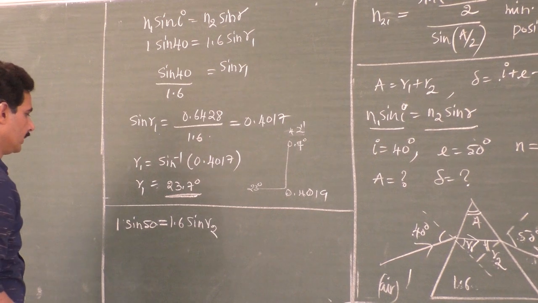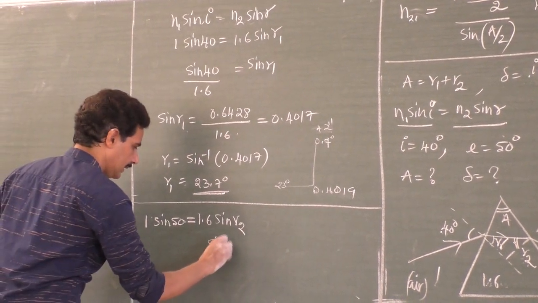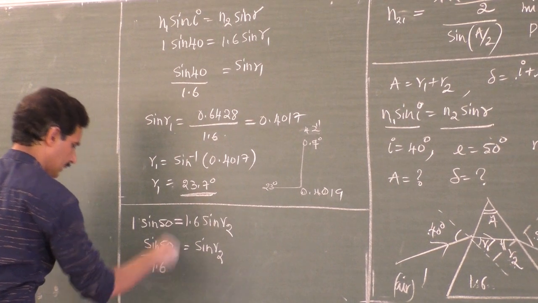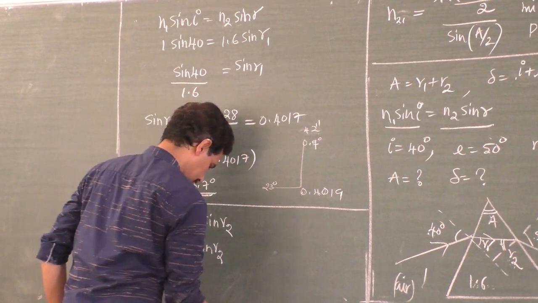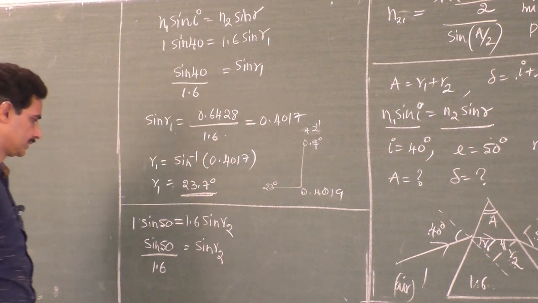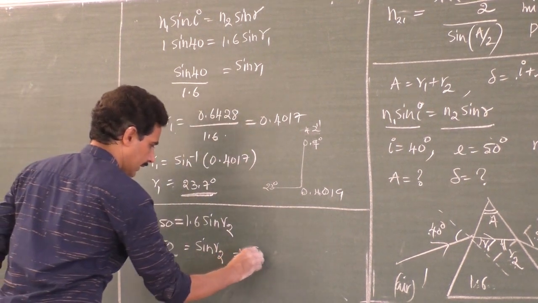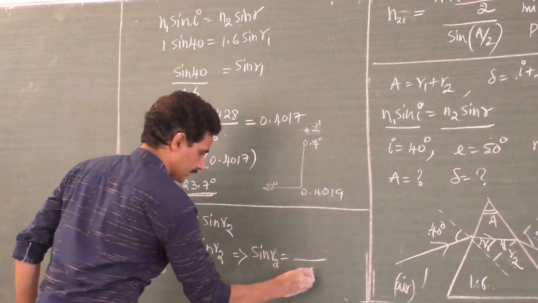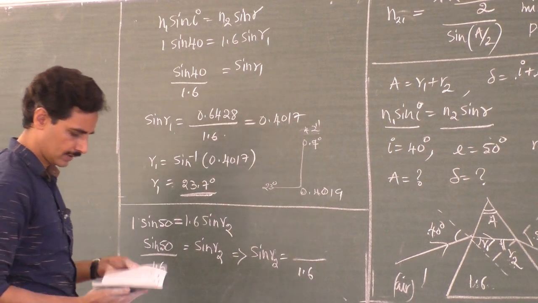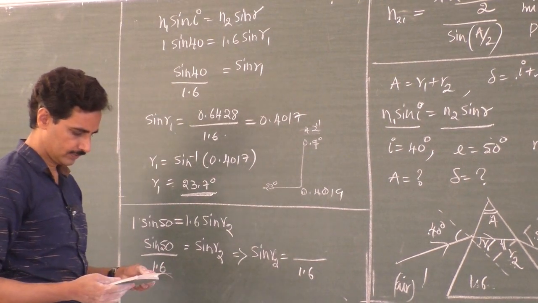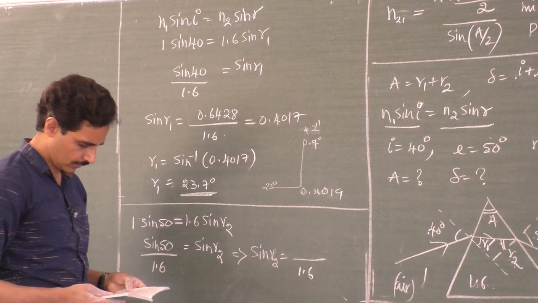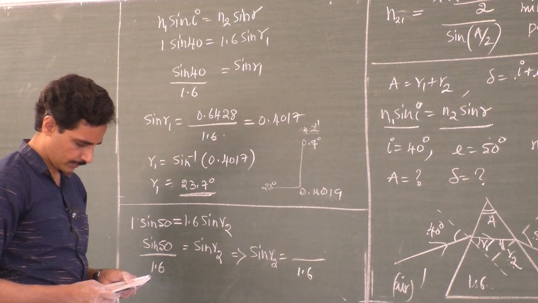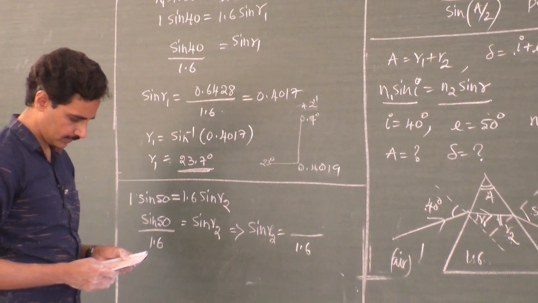Okay. Now, what is sine R2? Sine R2 is equal to sine 50 divided by 1.6. Am I right? What is sine 50? Again, natural sines. In natural sines, 50 degrees, no minutes, in the first column itself, sine 50 is on the next page. It is 0.7660, right? 50 degrees, 0 minutes.